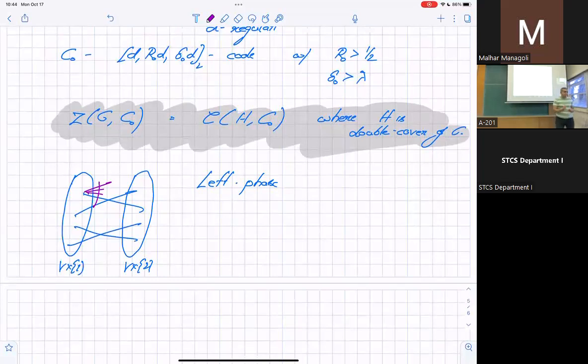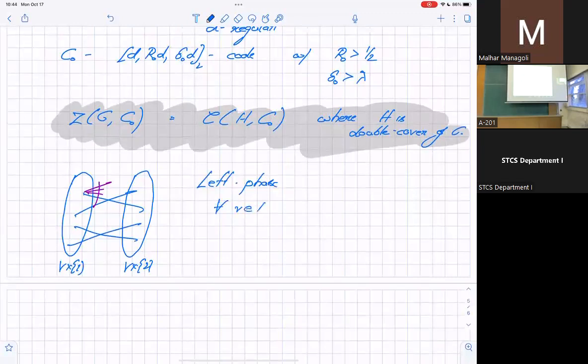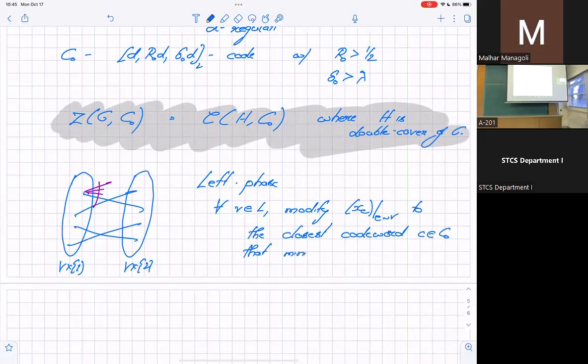So the left phase: for all vertices in L, modify x_E, for E adjacent to v, to the closest codeword c in C0 that minimizes delta of x_E. Notice only if this distance is less than half the distance of the code will there be a unique such word. There might be multiple otherwise. With multiple, just pick one arbitrarily and put it.